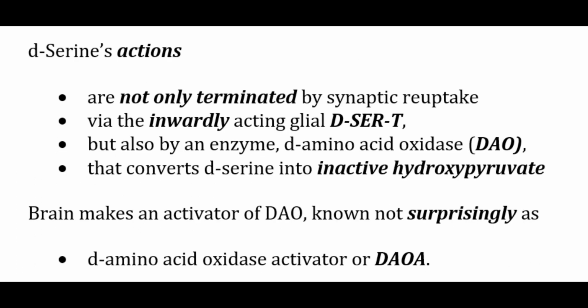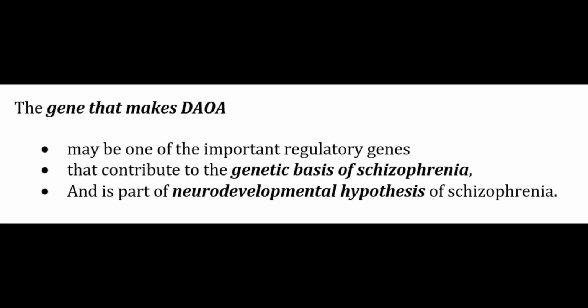Now D-Serine's actions are terminated not only by synaptic reuptake via the inwardly acting glial D-SERT but also by the enzyme D-amino acid oxidase, or DAO, that converts D-Serine into the inactive hydroxypyruvate. Now the brain makes an activator for DAO, known, not surprisingly, as D-amino acid oxidase activator, or DAOA. The gene that makes DAOA may be one of the most important regulatory genes that contribute to the genetic basis of schizophrenia and thus is a part of the neurodevelopmental hypothesis of schizophrenia.